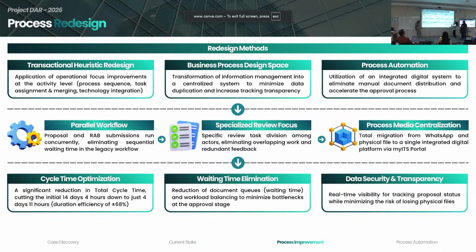So this is the process redesign. We apply three methods too. The first is to improve the task sequence and assignment, and the next is business process design to form a centralized system to minimize data duplication, and the last one is process automation.